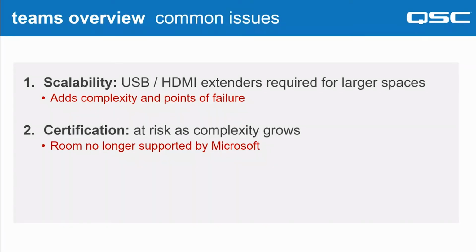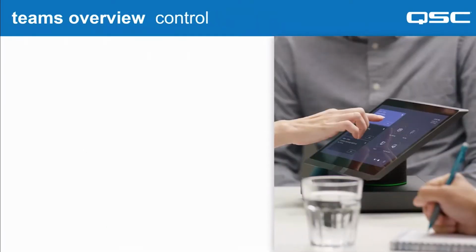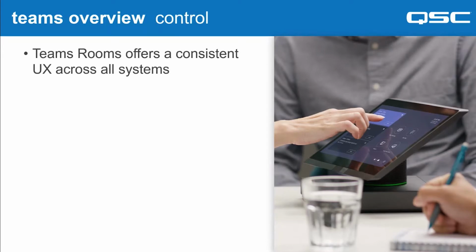And then thirdly, control. Now, this is a picture of somebody using the Teams touch interface. And of course, Microsoft want to have a completely consistent user experience across all these different systems, so that I could go into a Teams room at the QSC office and use it there, and then I could go down the road to somebody else's office, if they let me in, and use a Teams room over there, and I'm not going to have any problems because that experience is going to be the same, which is obviously the whole point.